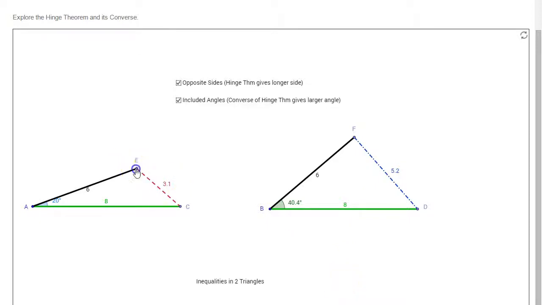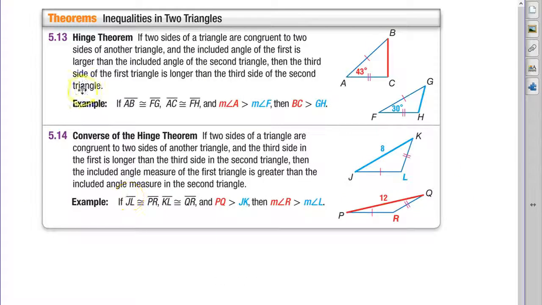Okay, so again, we call this the hinge theorem because it's like opening up a door on a hinge, comparing the two of them. So here we go, the two inequalities in triangles. So first, the hinge theorem. If two sides of a triangle are congruent to two sides of another triangle. Both of these are the same in their initial if part of it. So we have to have that first. We have to have the two pairs of congruent sides first.